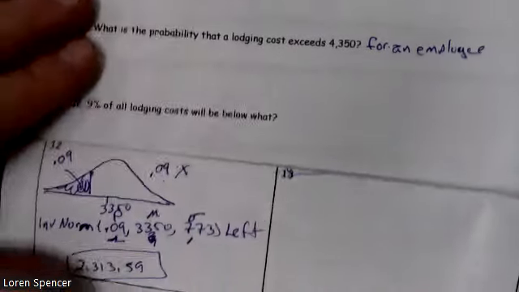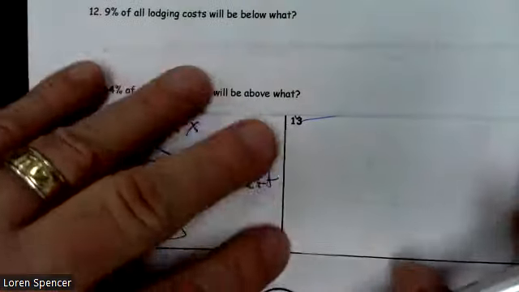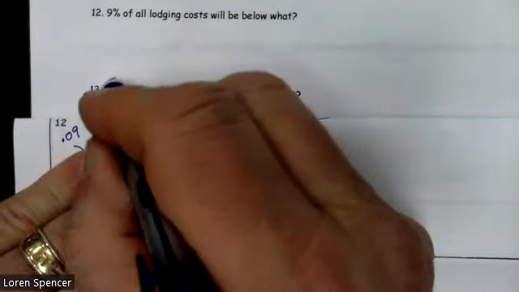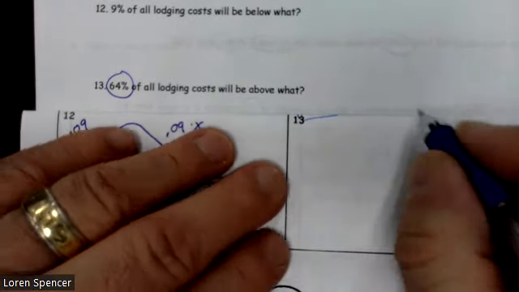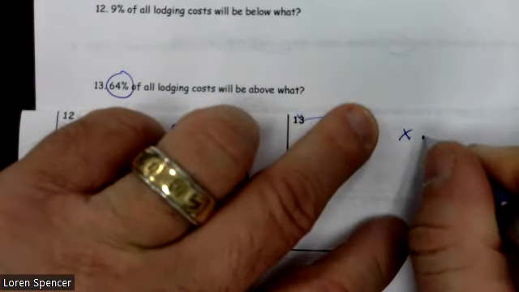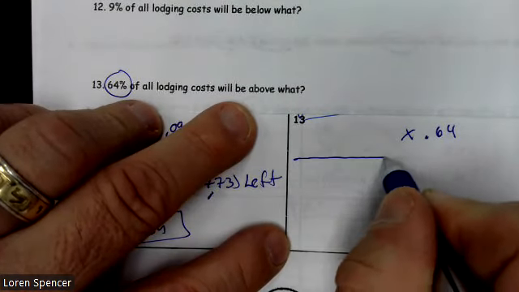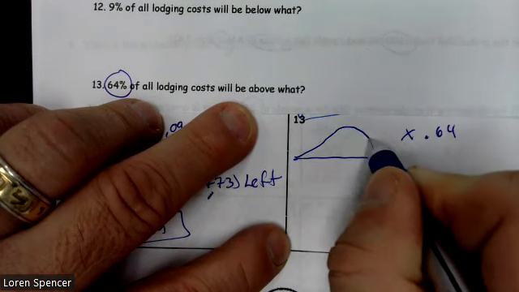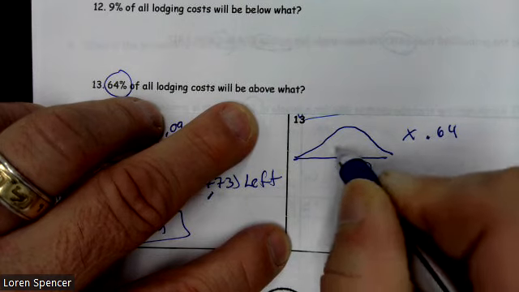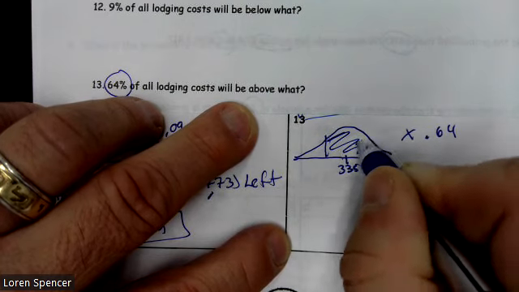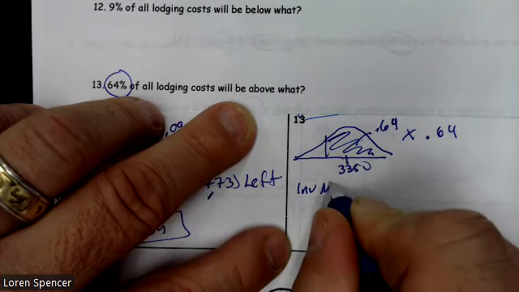Number 13. 64% of the lodging costs are above what? First off, this is over halfway. So this means we're going to have more than 50%. But it says above what? So we have an X, and so 0.64. So we're shading from the right this time. But please remember, we're going to go over halfway because it's 64%. So 3350. This is 0.64. They gave us a percent, so this is an inverse norm.